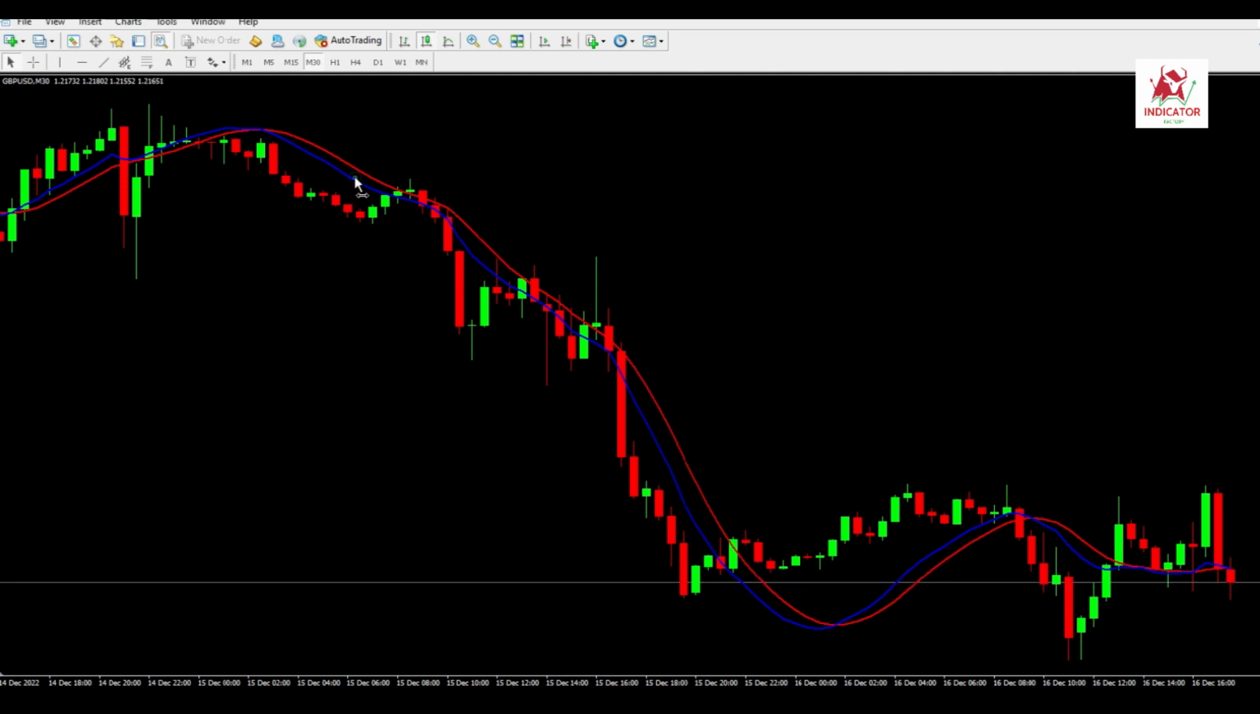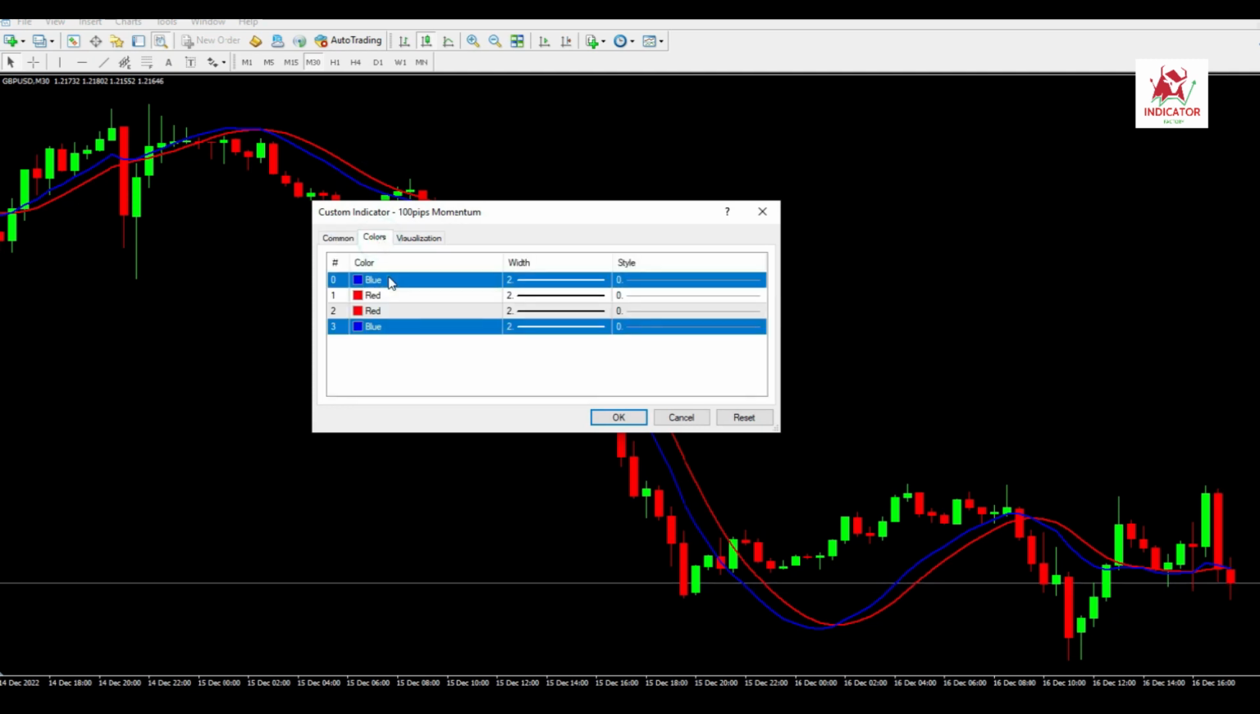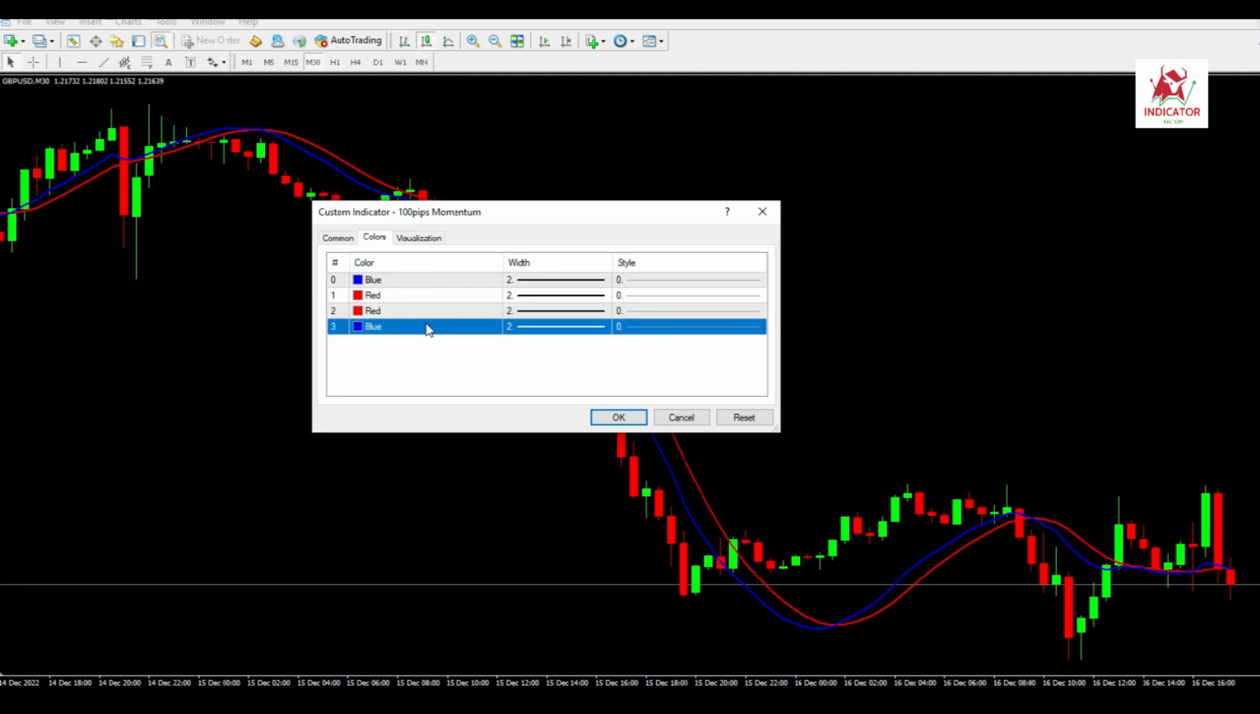Sell rules. Open a short position when all these conditions are satisfied. The blue line cuts below the red line of the 100 pips momentum indicator. The 100 pips power indicator is red. The 100 pips trend shows both down arrows, red color.